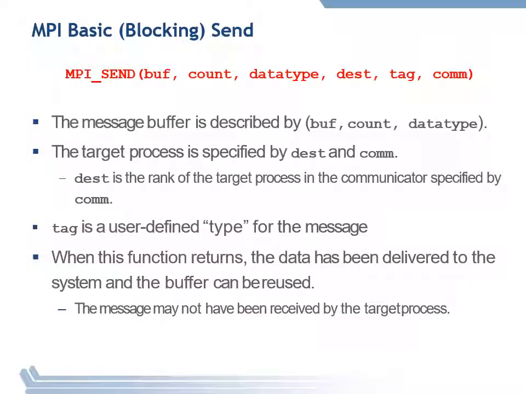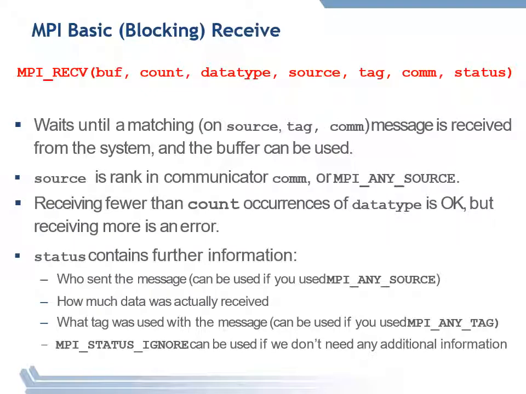So what exactly is blocking? The message buffer is described by buffer, count and data type. The target is described by rank and communicator. Tag, as I said before, is a user defined type for the message. So this is the MPI basic receive. It waits until a message is matched so that the buffer can be used. Source is the rank in the communicator, and the count is the number of data types to be received. There will also be a status which contains further information: how much data was actually received, who sent the message, which tag was used.